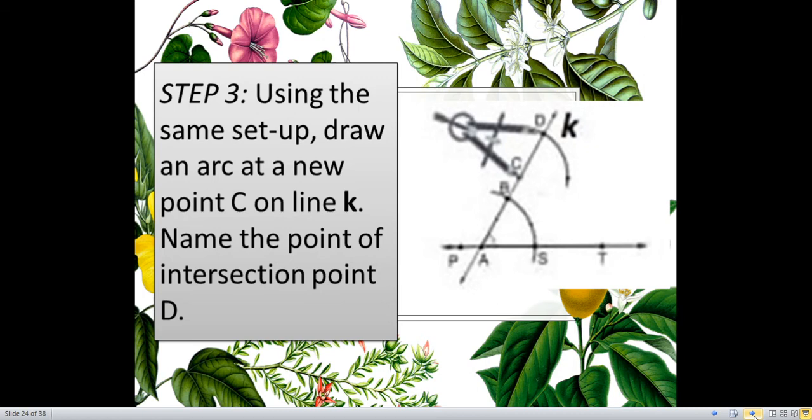Step 3, using the same setup, draw an arc at a new point C. So you place again another point on your line K, and you name it as point C, which is nearer to your point B now. You name it as point C. Then, you put another point, which is the point of intersection, point D, since you're going to intersect it again.